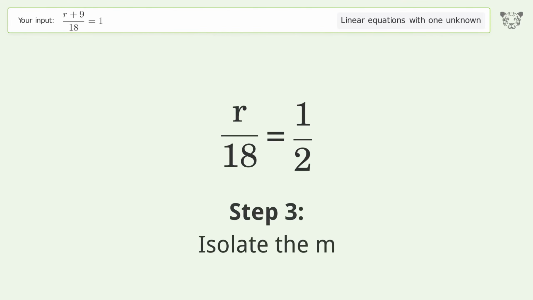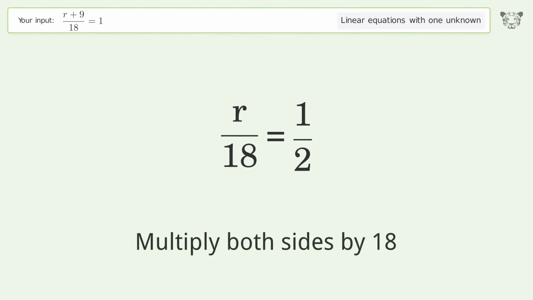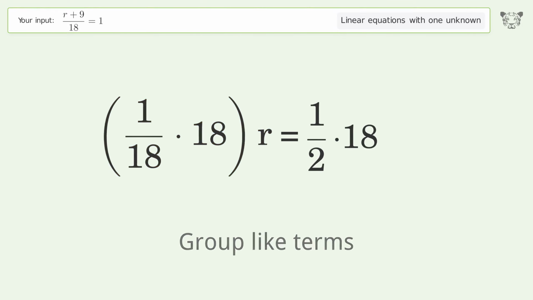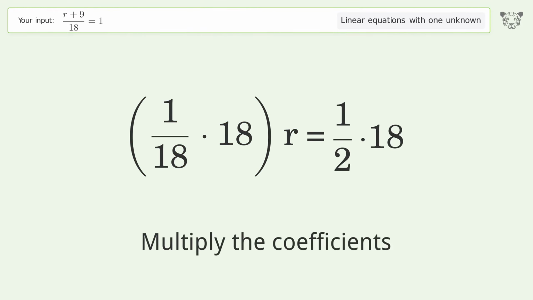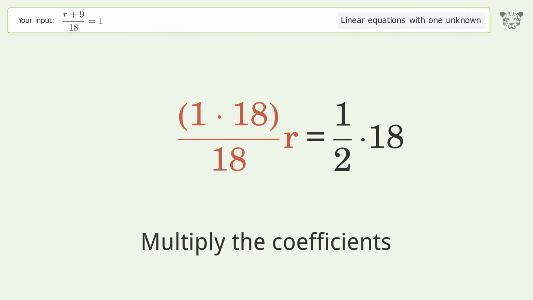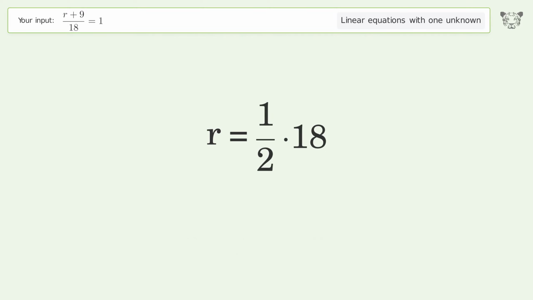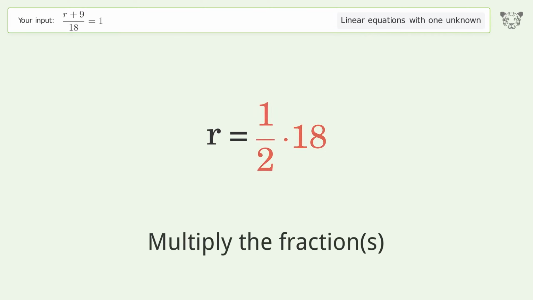Isolate the m. Multiply both sides by 18. Group like terms. Multiply the coefficients. Simplify the fraction. Multiply the fractions.